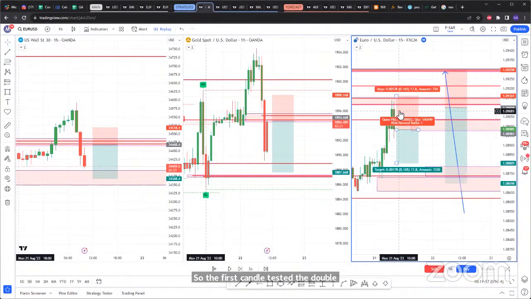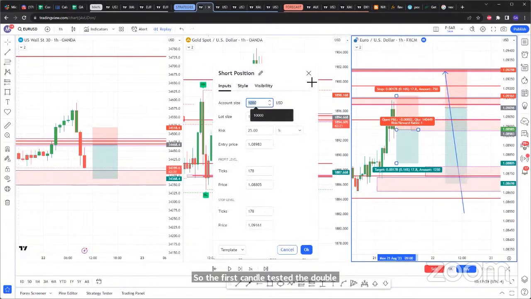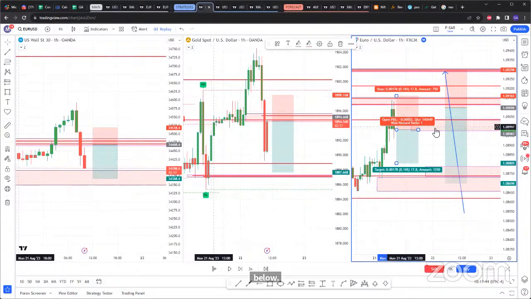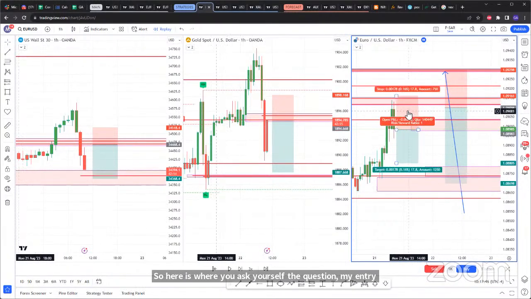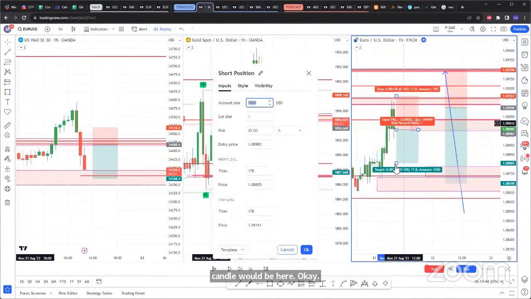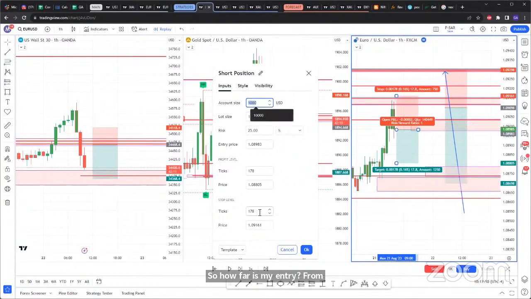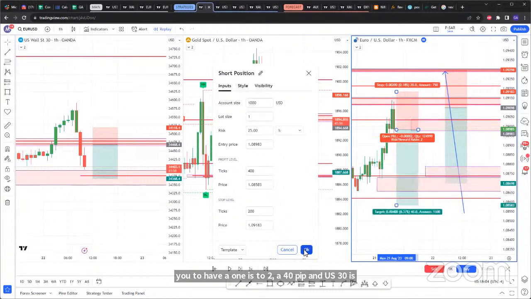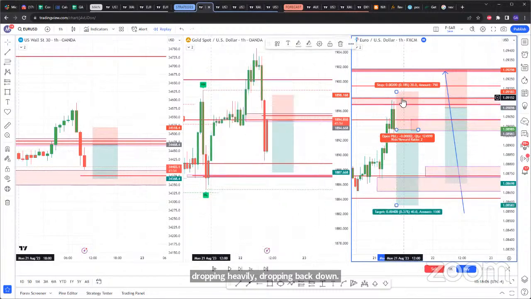So here's where you ask yourself the question. My entry candle would be here. So how far is my entry from the SARs I'm trading? In this instance, this is like 17 pips. So let's assume you wanted a 20 pip stop, and for you to have a 1:2, a 40 pip target. And US30 is dropping heavily, it's dropping back down. Okay, so this would be a setup for you.